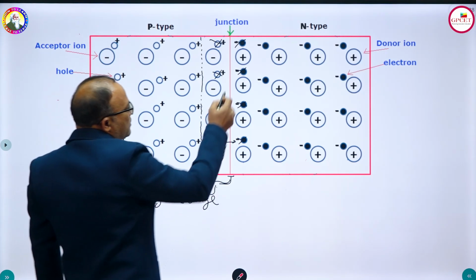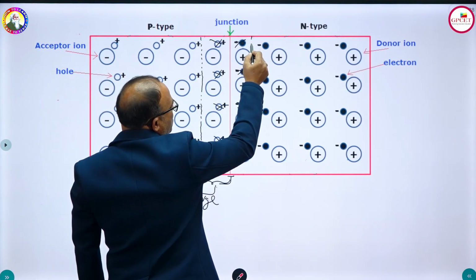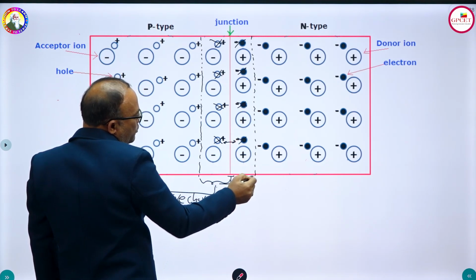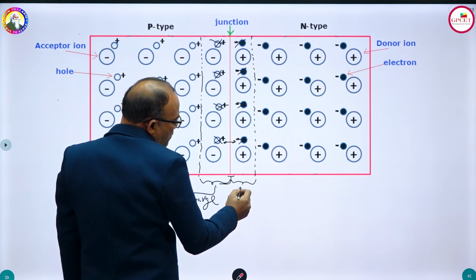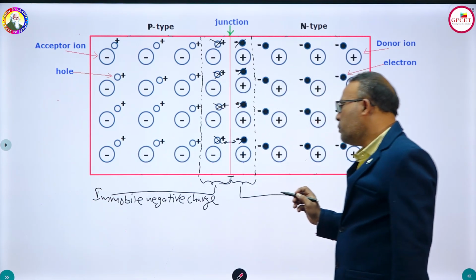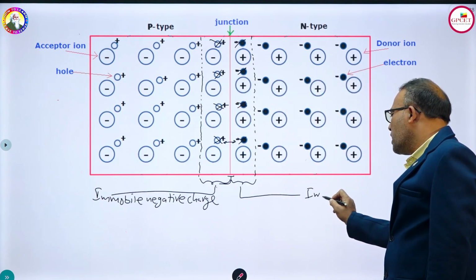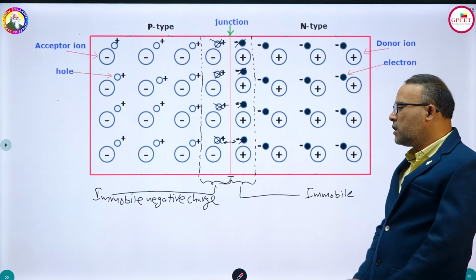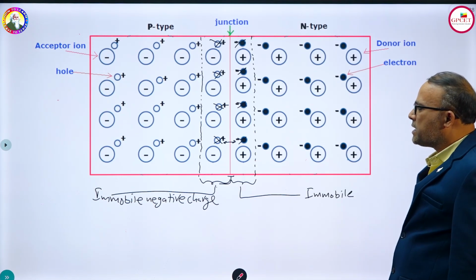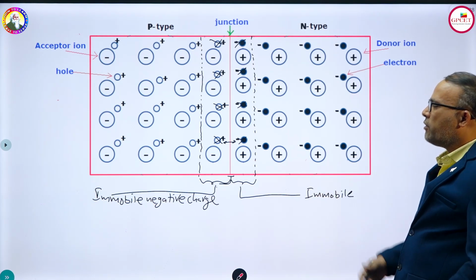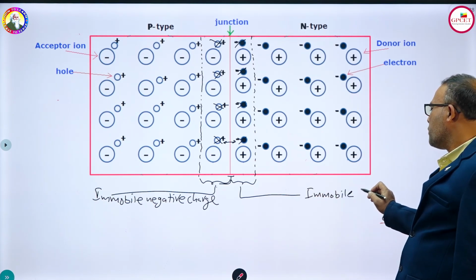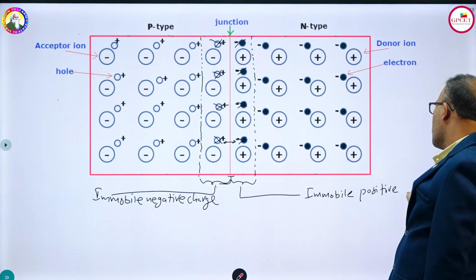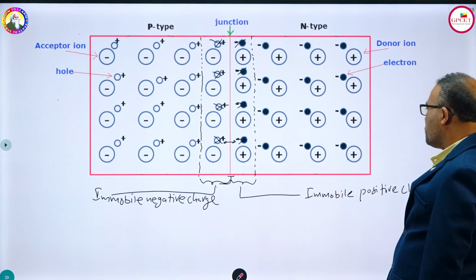Similarly, on that side, the holes and electrons have vanished, leaving only immobile charge, and that immobile charge is a positive charge. This is called the immobile positive charge. This charge will not move from one point to another because it is nothing but an ion. Ions will not move. Only the electrons and holes will move and create current flow.